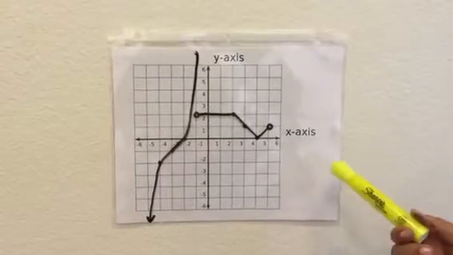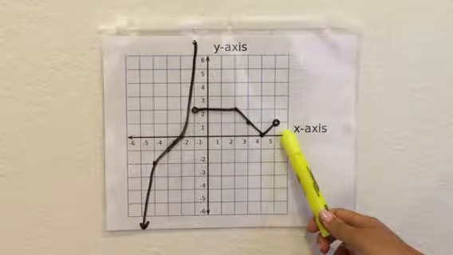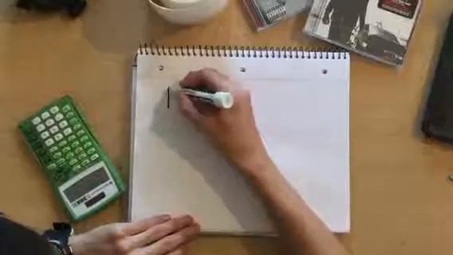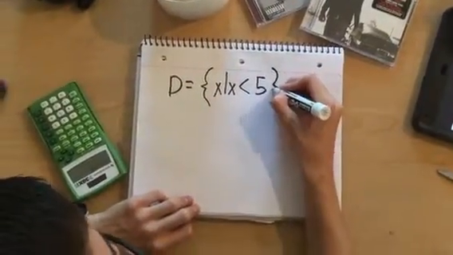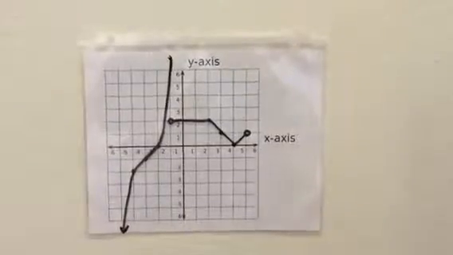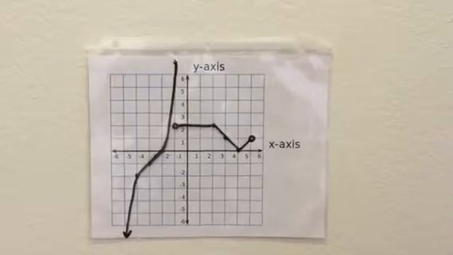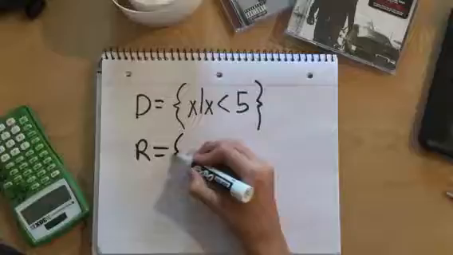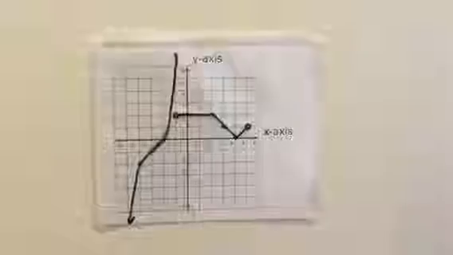The domain of a graph is all of the x values. Since the domain stops here and does not include 5, but continues to the left forever, it is x such that x is less than 5. The range of a graph is all of the y values. Since the range starts here and includes 7 and continues down forever, it is y such that y is less than or equal to 7.